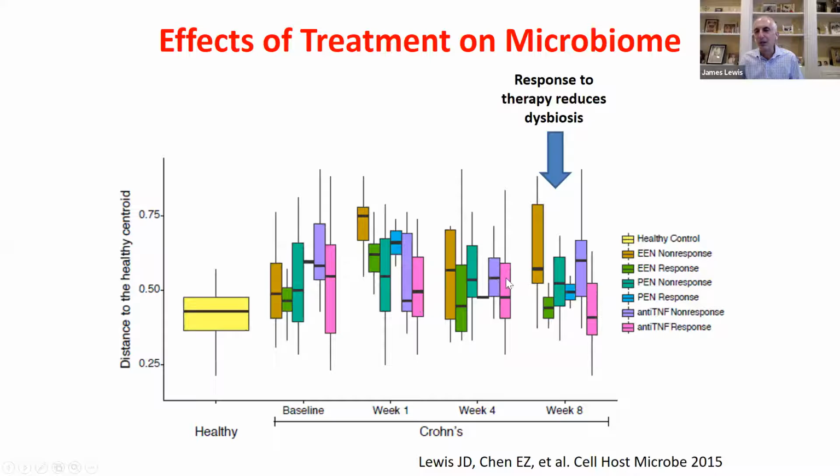And then if you focus at the end, now look at the green and this sort of pinkish color. These are the responders to either diet therapy or anti-TNF. And you can see by 8 weeks, they now have a microbiome that looks very similar to the healthy child, suggesting that some of the dysbiosis of IBD is driven by inflammation, and that at least initially, exclusive enteral nutrition results in what we might call more dysbiosis, not normalization.